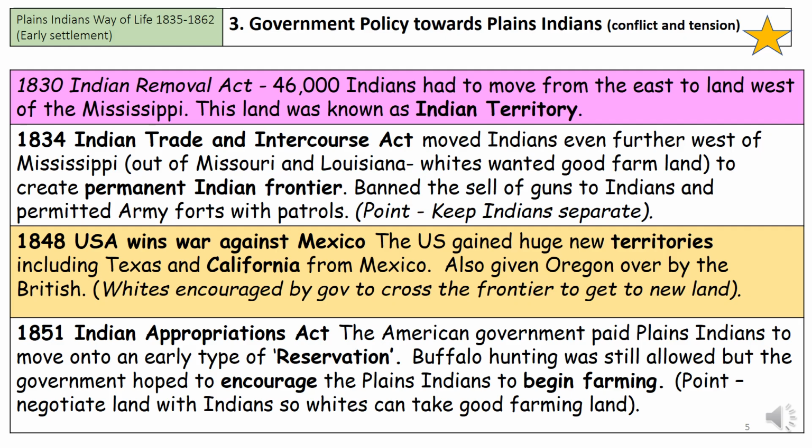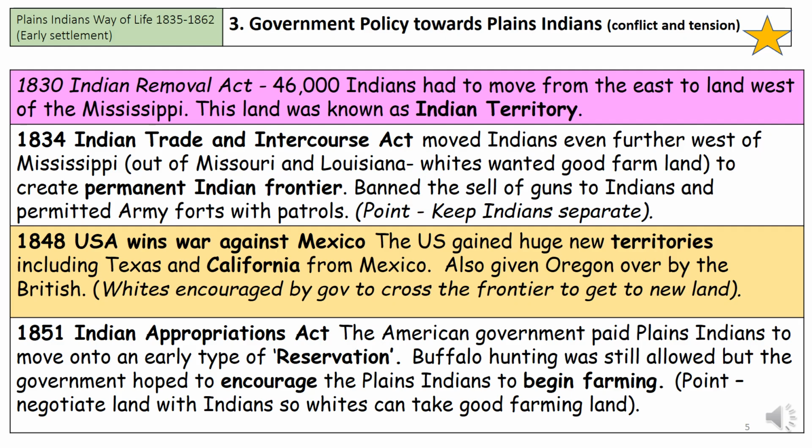Later, in 1834, the Indian Trade and Intercourse Act was passed, and intercourse in this regard means communication, okay? So it's almost like communicating with the Indians. So the idea here is they were going to move slightly further west again, because the whites wanted land in Missouri and Louisiana. There was very good farming land there. So they shift them on just a small amount, okay, another couple of states. The whites wanted that good farmland.